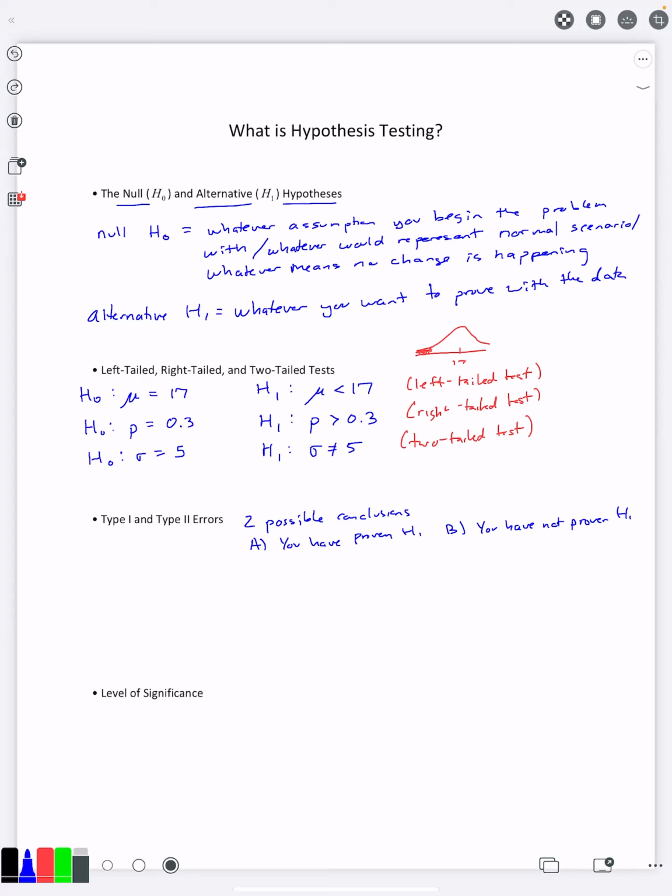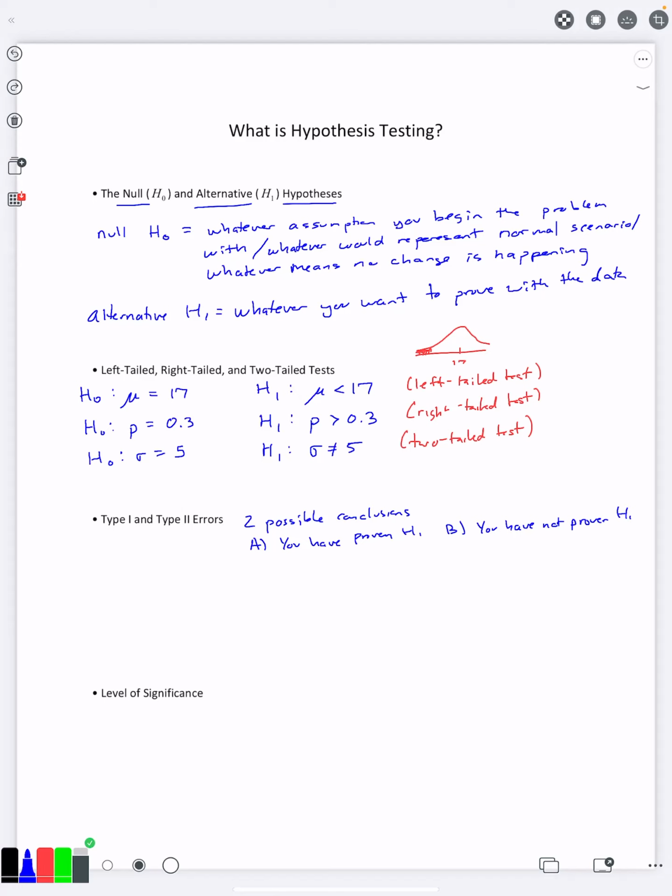Well, here's the thing. So these are the two possible conclusions. Each one of them, you could be right or you could be wrong. And that means that there's going to be two possible errors, and we're going to call them type 1 errors and type 2 errors. And to be honest, I quite often mix up which is which, so you always want to double check these and make sure you are doing the correct thing here.